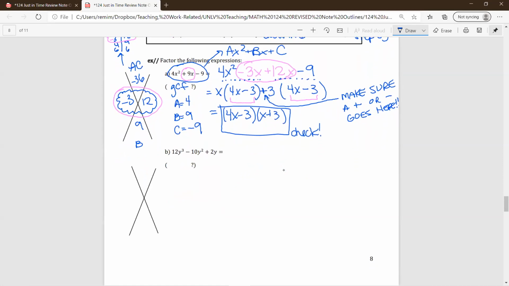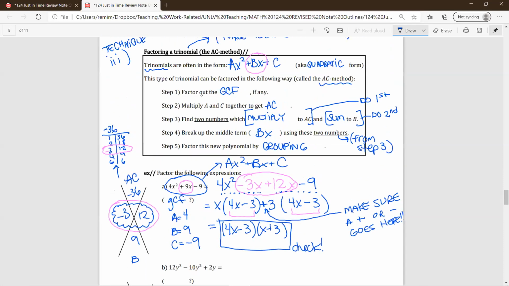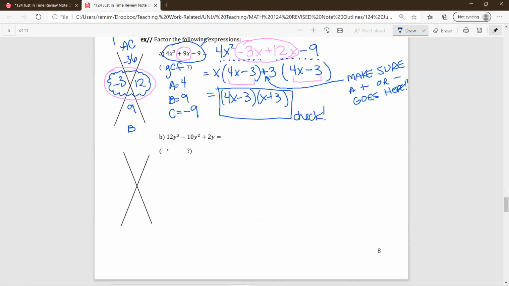Part B. So we have a trinomial. First thing we're going to ask ourselves is if there's a GCF. So do we have a GCF? Don't forget to ask yourself that when you're factoring. So we have three terms. Do they have anything in common? Yep, they've got a 2 in common and they've got a y in common. So write that and then put parentheses and then go term by term and divide each term out by 2y.